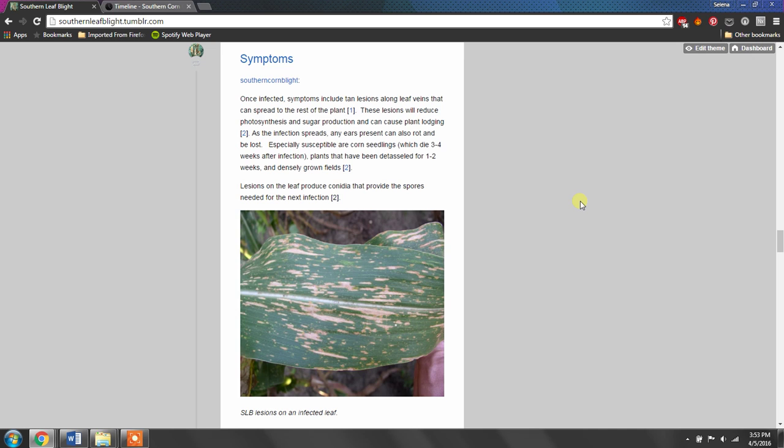Also, once they're infected, there are visible symptoms that clue you in as to the presence of SLB. Both race O and race T produce lesions, although the race T lesions are much larger and will actually cover the entire plant if given enough time. And race T also causes stalk rotting and ear rotting, which is where your yield losses come in.